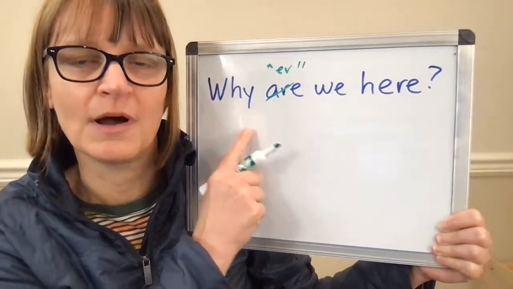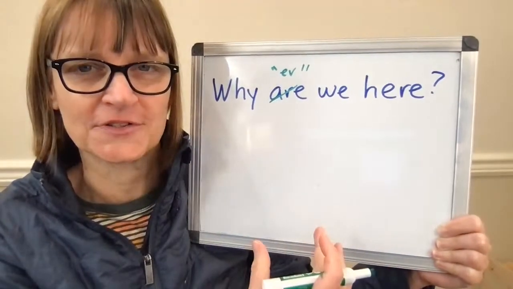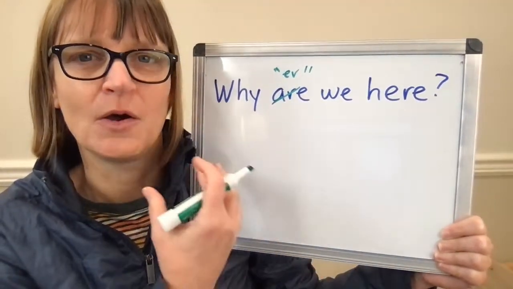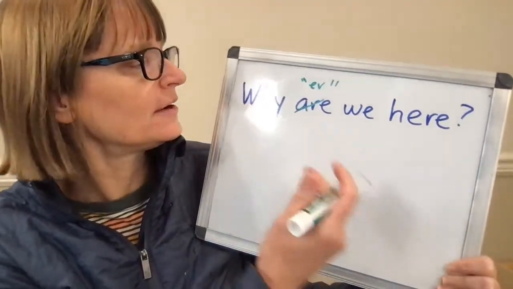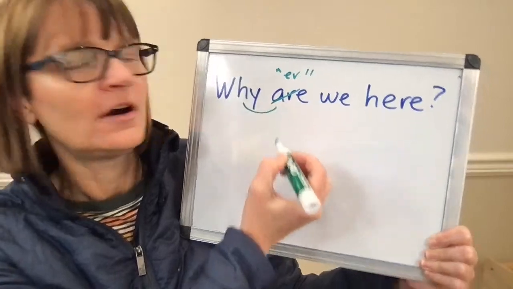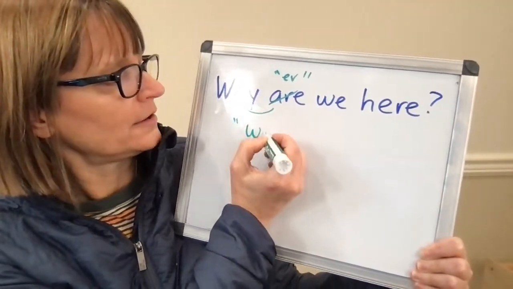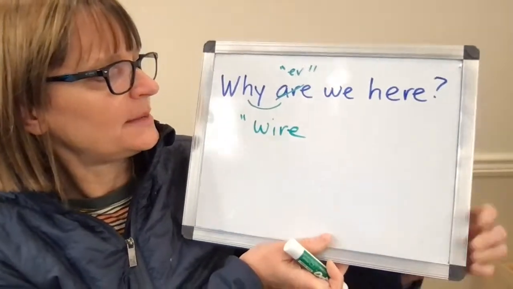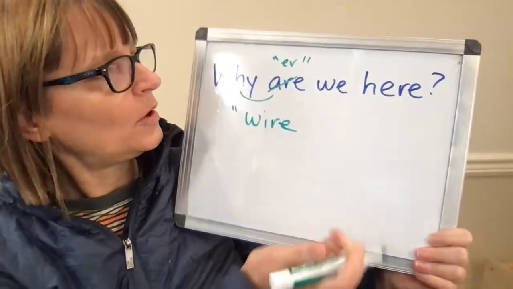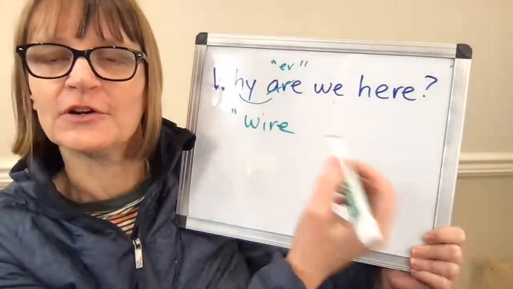So I can say, why are we here? But you can hear how that doesn't flow. It's not really natural sounding. More often than not, a native speaker will say, why are we here? So their why combines together with their R. Their R is reduced to and it actually sounds like wire. So just the same as the word wire, it has the ire diphthong. Why are we here? Then there's not much of a change between we and here.